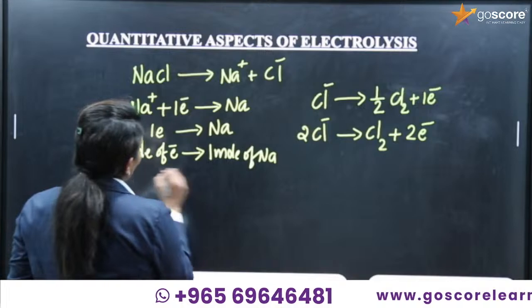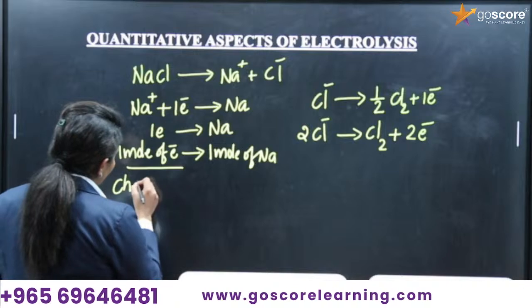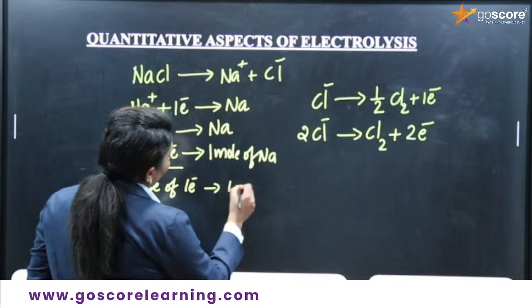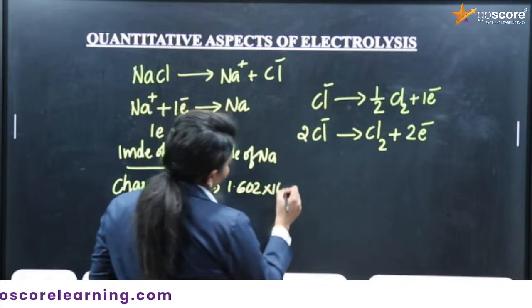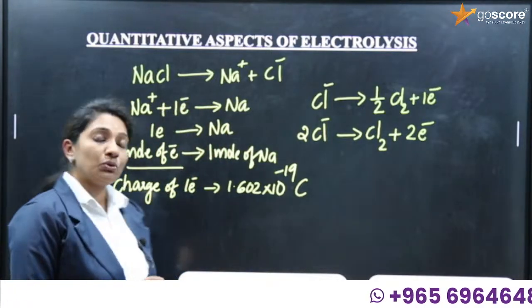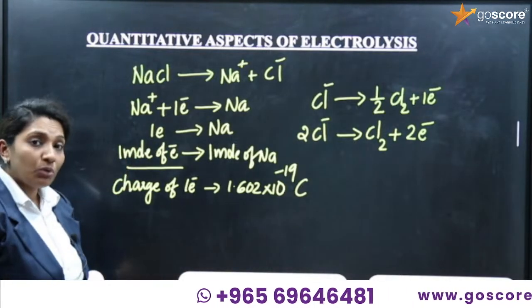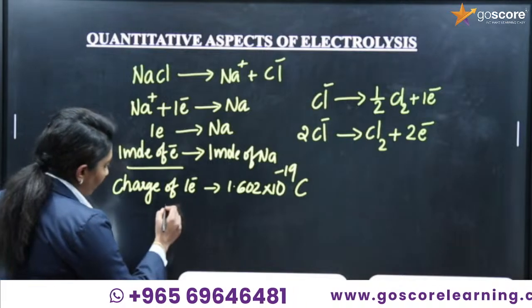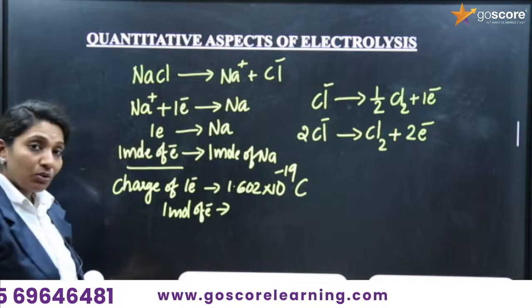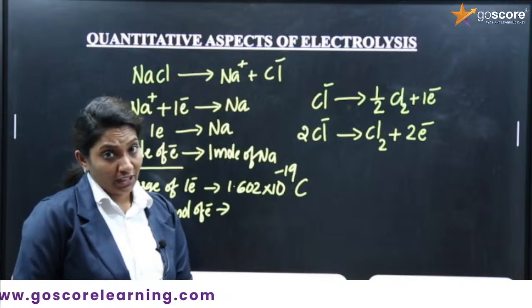So here, see, what is the charge of the electron? We know the charge of one electron is 1.602 into 10 to the power minus 19 coulomb, right? What will be the charge of 1 mole of electrons? 1 mole means nothing but the Avogadro number. So you have to multiply this number with the Avogadro number, right?